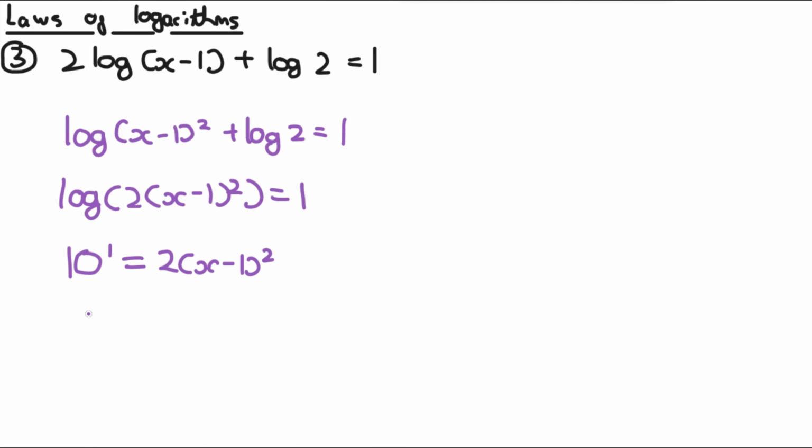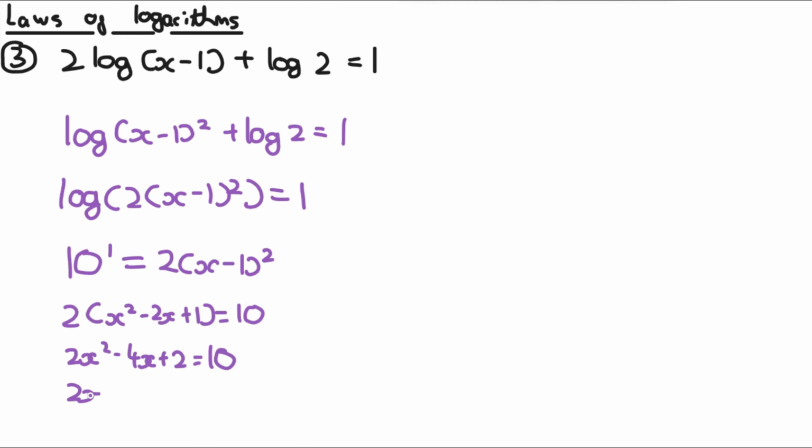This is of course just 10, so first of all let's do this first. So it's going to be 2 of, and then this expanded is going to be x squared minus 2x plus 1, and this is equal to 10, because that's 10 to the power of 1. Expand the brackets to do 2x squared minus 4x plus 2 is equal to 10, and then bring the 10 onto the other side to do 2x squared minus 4x minus 8 is equal to 0, and then divide everything by 2 to do x squared minus 2x minus 4 is equal to 0.